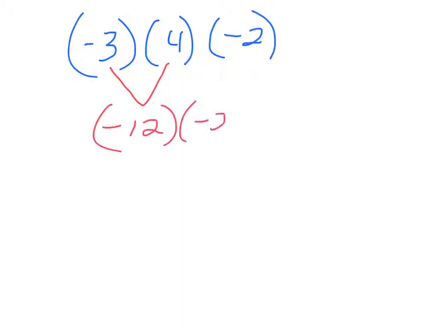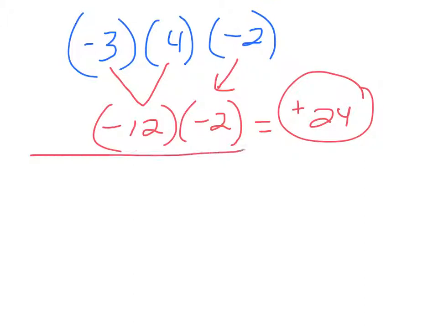Now we have to bring this guy down because he hasn't been taken care of, so we put that down. And so for our last part of this problem, we have 2 negatives. Yay, that's a happy thing, so we're going to put a positive sign. 12 times 2 will give us 24. Okay, let's try another one of those guys.